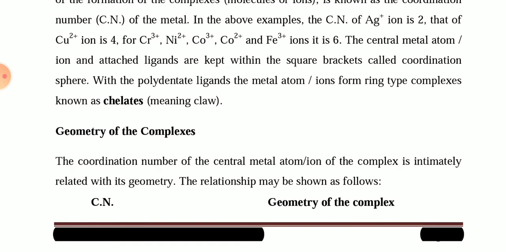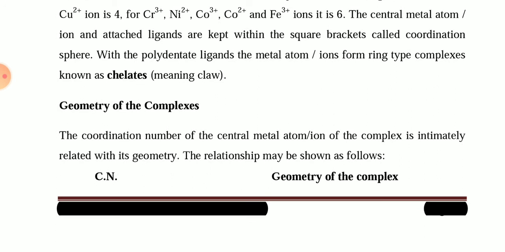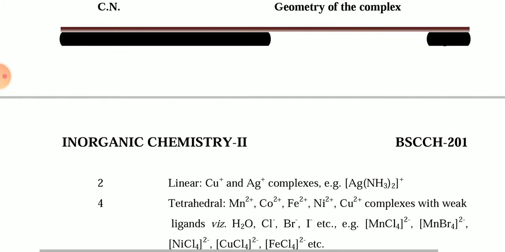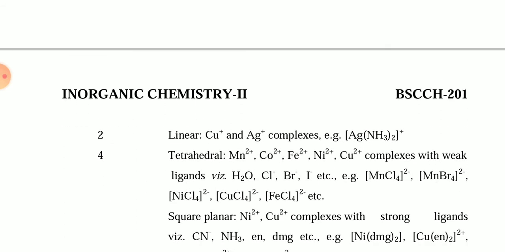Okay, so the geometry is related to the coordination number of any complex. On the basis of the coordination number, the geometry varies. The coordination number 2 has a linear geometry, like Cu plus and Ag plus complexes have linear geometry. Next, if the coordination number is 4, the geometry is tetrahedral for Mn plus 2, cobalt plus 2, Fe plus 2, nickel plus 2, copper plus 2 complexes.